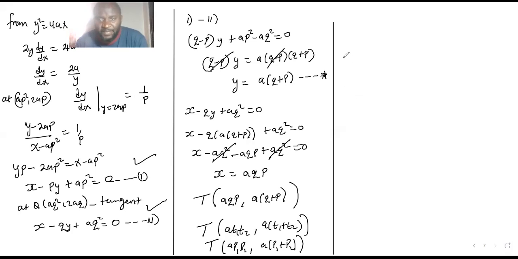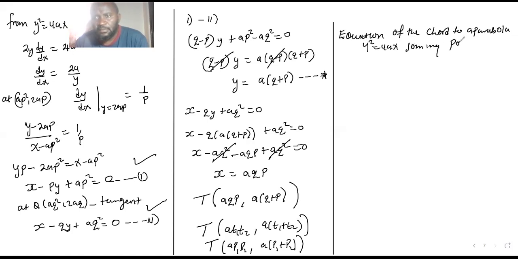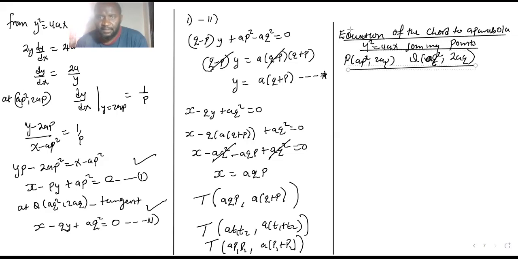Okay. Very fast. We have 10 minutes. Equation of the chord to a parabola y squared equals 4ax, joining points P(ap squared, 2ap) and Q, which is (aq squared, 2aq). I told you all these can be examined, so be very sensitive.